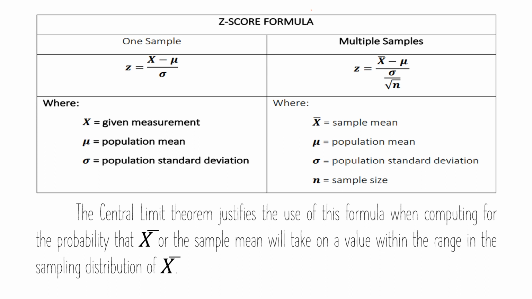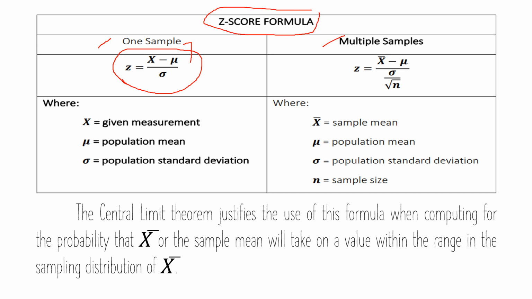So here is the formula for Z score. Then there is a formula for your one sample and for your multiple samples. Now, for your one sample, your Z is equal to X, your X here is your raw score minus your population mean mu all over your population standard deviation sigma. So this will be your formula in getting your Z score in dealing with your one sample.